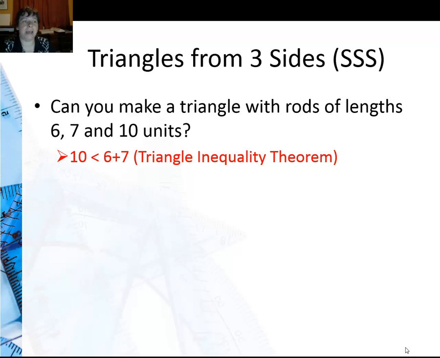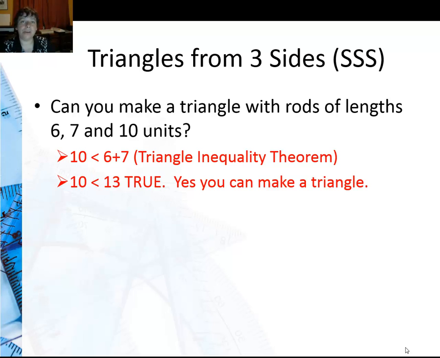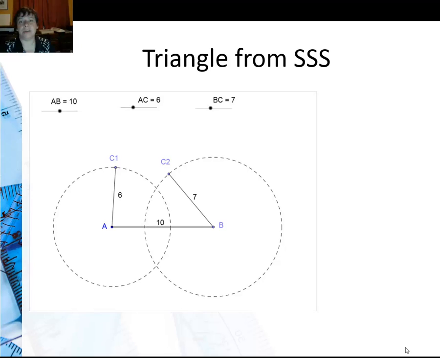So let's test that. Is 10 less than 6 plus 7? We always remember we take the longest side and compare it to the other two, and the longest side must be shorter than the other two combined, because it's always shorter to go in a straight segment. So yes, I can make a triangle with rods of length 6, 7, and 10 units.